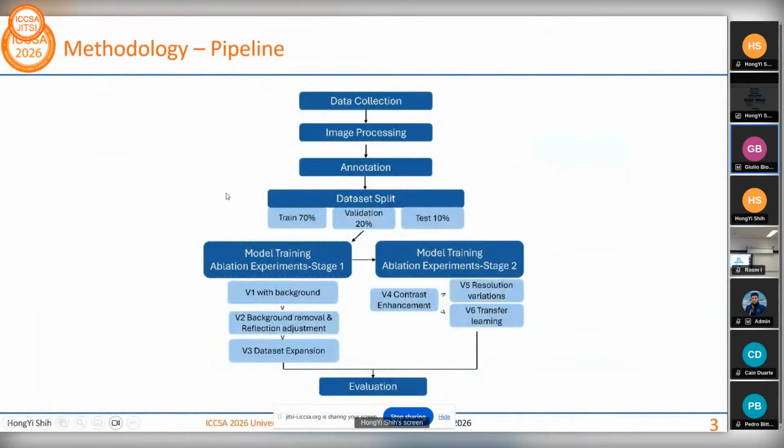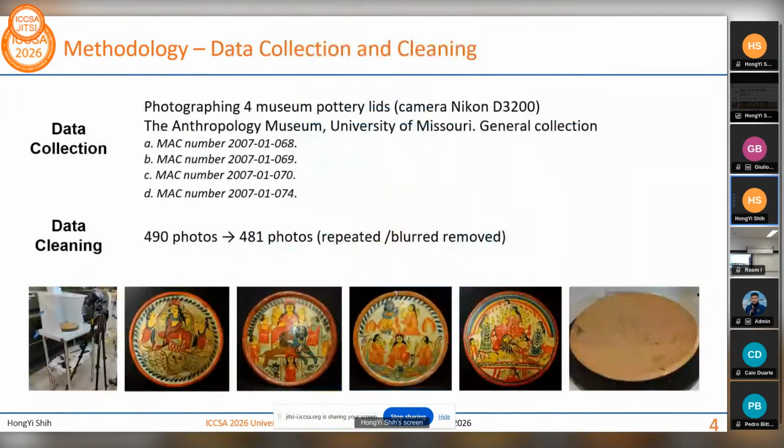So this study has several main steps: data collection, image processing, annotation, model training, and evaluation. We started with the data collection. We collaborated with the Anthropology Museum at the University of Missouri, Columbia. We selected 4 hand-painted terracotta leaves from their general collection.